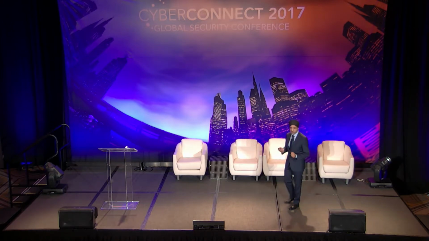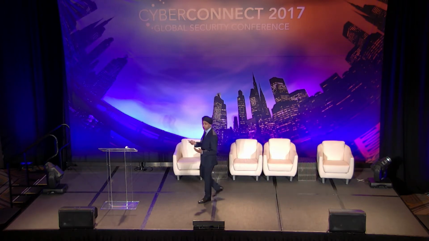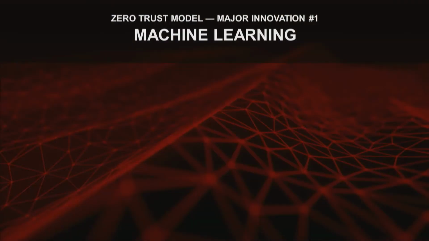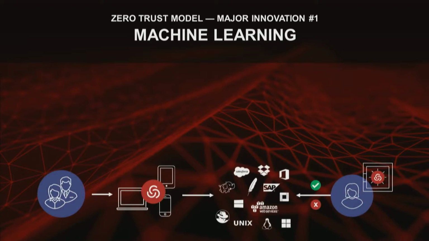So much investment is going into machine learning at the moment because we all know we're going to be able to do some really smart things around security with machine learning concepts. Let me give you an example of what we're trying to do with machine learning as it pertains to zero trust models. Let's go back to the original diagram here.